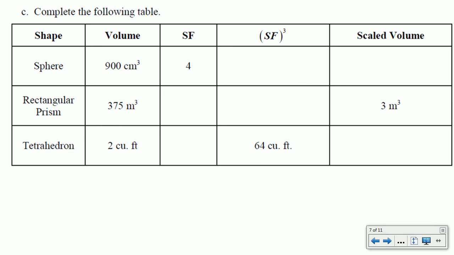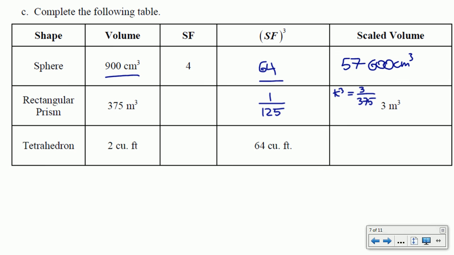A sphere with a volume of 900 centimeters cubed has a scale factor of 4. 4 cubed is 64. The scaled volume would be 64 times 900, which is 57,600 centimeters cubed. In the next row, we have a rectangular prism with a volume of 375 meters cubed and a scaled volume of 3 meters cubed. We can determine the scale factor cubed by dividing the scaled volume, 3, by the original volume, 375. So 3 divided by 375 reduces to 1 over 125.